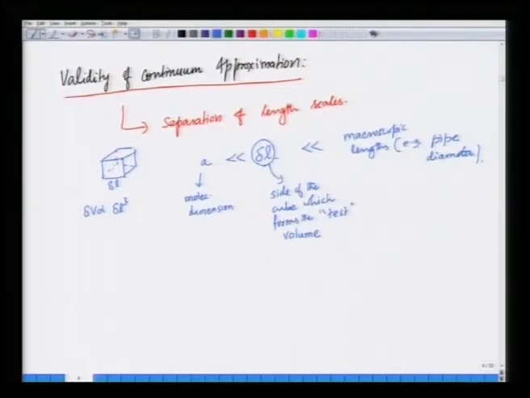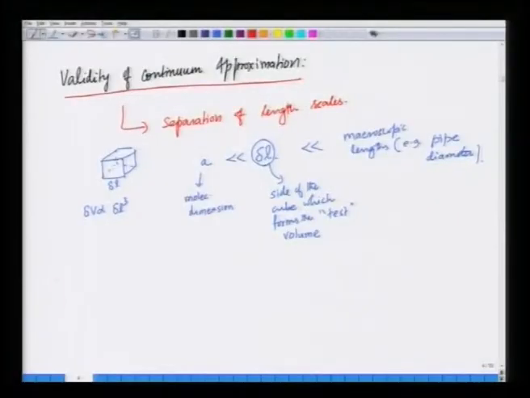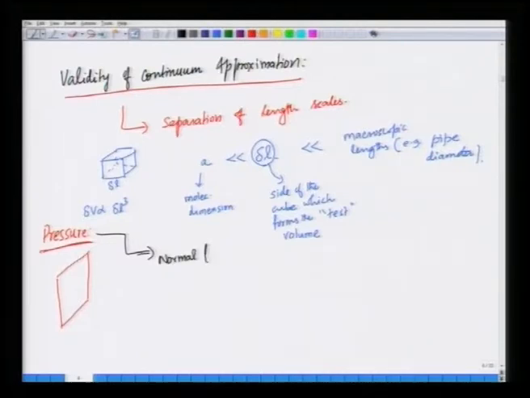Now, this is not true only for density. We did this very briefly in the last lecture, so let me remind you of that example. Even if you were to consider pressure, the pressure, if you consider a flat surface, is the normal force exerted by a fluid on a surface per area of the surface, divided by the area of the surface.